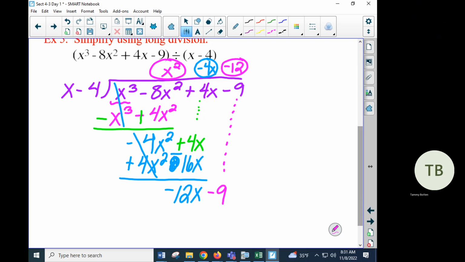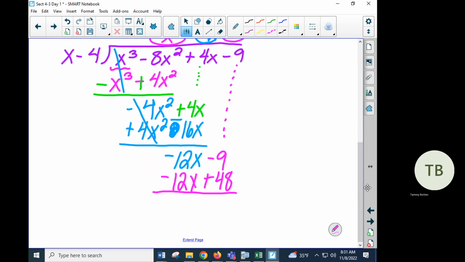So negative 12 times x is negative 12x. Negative 12 times a negative 4 is a positive 48. Okay. And then that last thing you do always is you change both of their signs. So this becomes a plus, this becomes a minus. And these cancel. Negative 9 minus 48 is going to be negative 57.